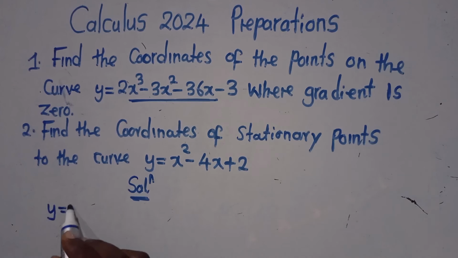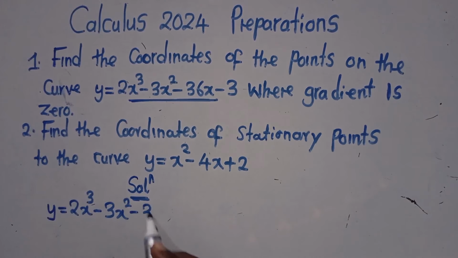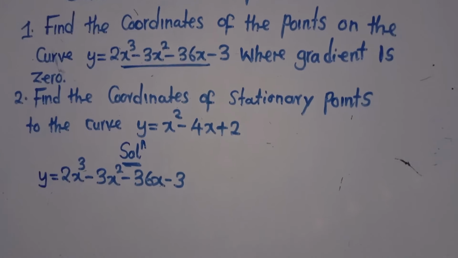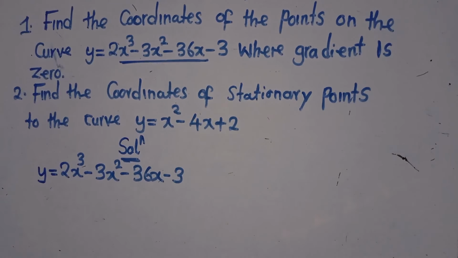y is equal to 2x cubed minus 3x squared minus 36x minus 3. So we want to differentiate. I'm going to assume that we all know how to differentiate, but I'll try by all means to help some people that don't know how to differentiate. So we are differentiating y with respect to x. This is dy dx.